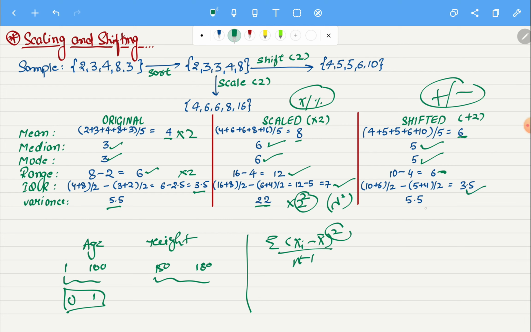Interquartile range is again the same, and our variance is the same. So these three terms tell us about the spread of the data. So if we're just shifting our data, the spread will stay the same. Now let me show you an example so that it will make more sense to you.